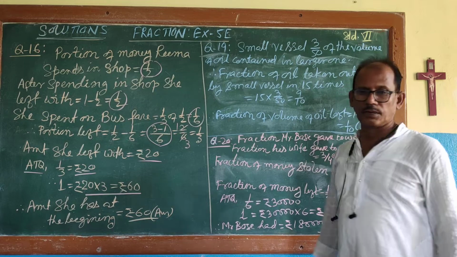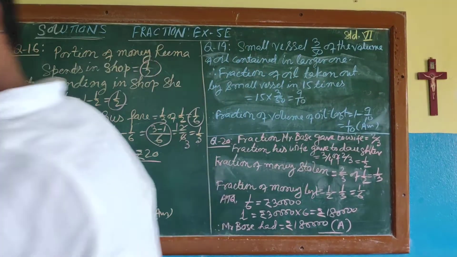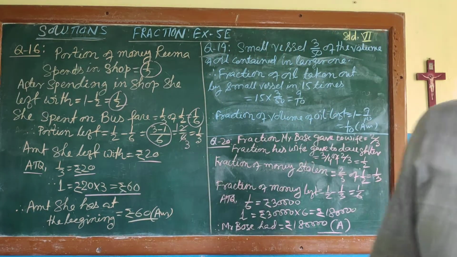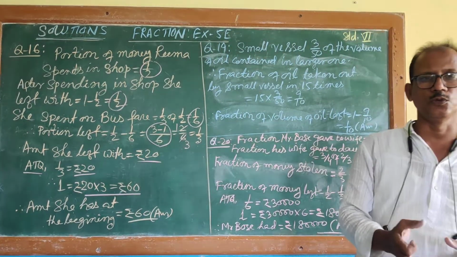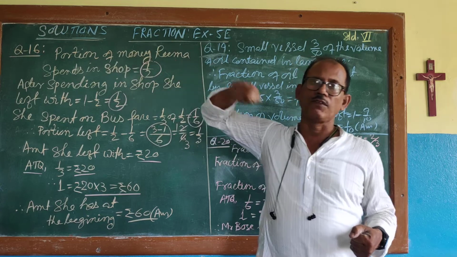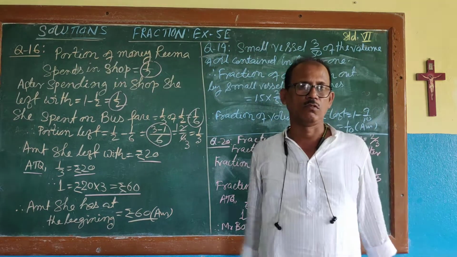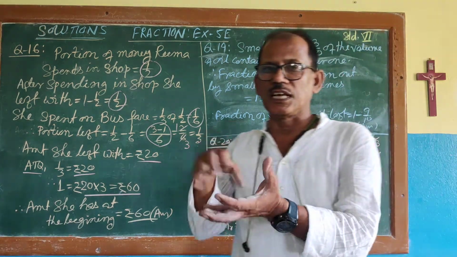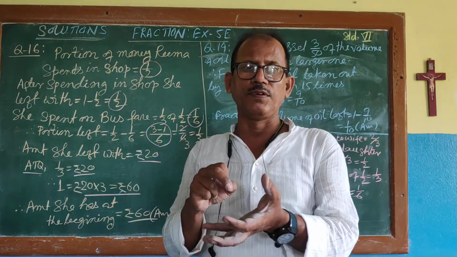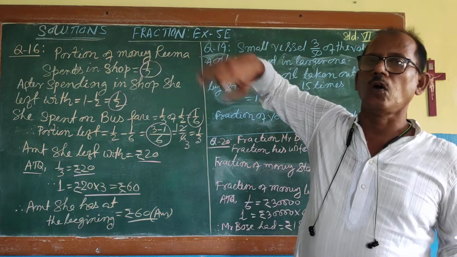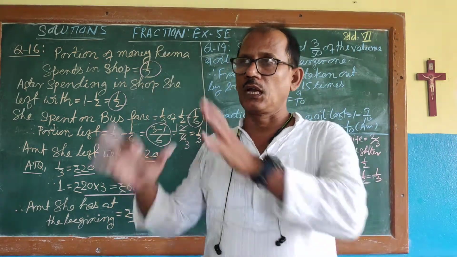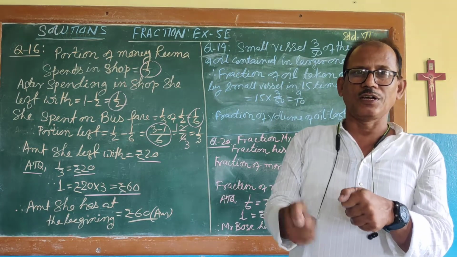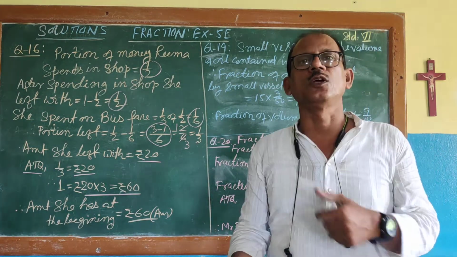Okay, now moving on to question number 19. Question number 19 says that this question is very important. A small vessel is used to empty the oil from the big container of oil. Could you understand? See, the small vessel capacity is 3/50th of all the oil content there. The small vessel can contain 3/50 of it.